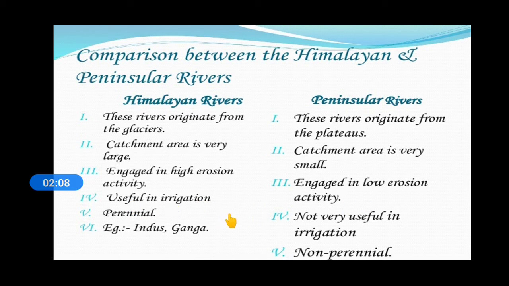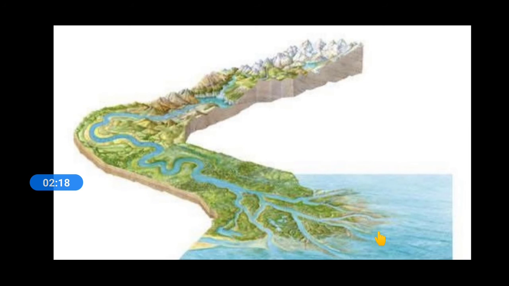Himalayan rivers are useful in irrigation. Peninsular rivers are not so useful in irrigation. Himalayan rivers are perennial. Perennial means they have water throughout the year, and Peninsular rivers are not perennial. The first topic which we are going to start today is Himalayan rivers. Himalayan rivers originate from the glaciers. These are the ice mountains, the Himalayas. Here there are glaciers, and from here they start flowing, and you can see how they end in the ocean. Let me show you different pictures of Himalayan rivers.